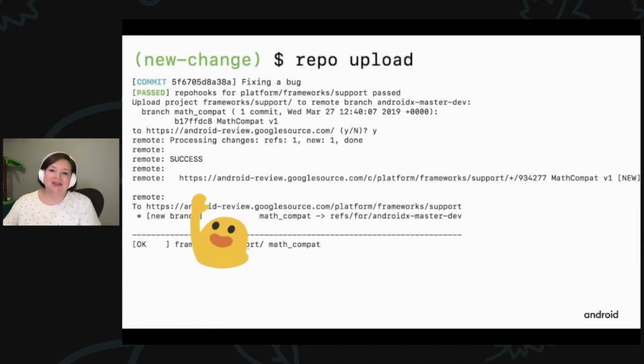All right, once my check style issues are fixed, I can successfully upload the change. If you have multiple branches in progress, it'll ask you to select which one to upload. Repo will give you the link to the CL right there in the output.